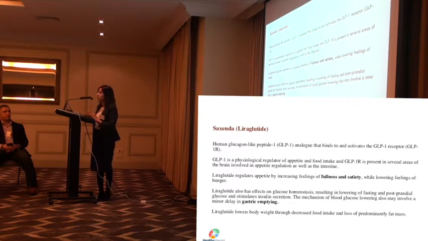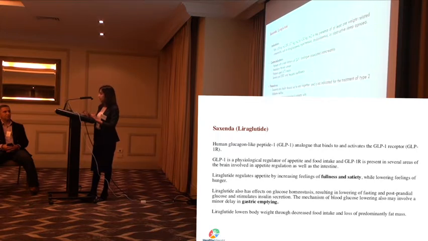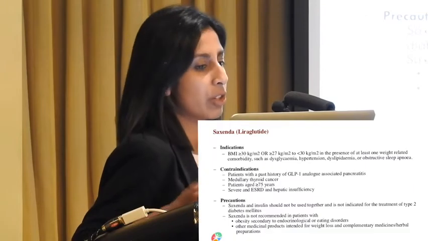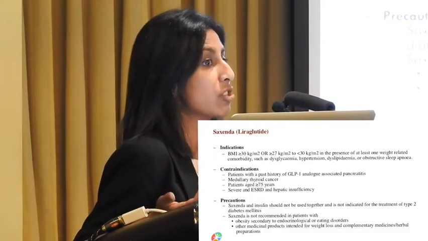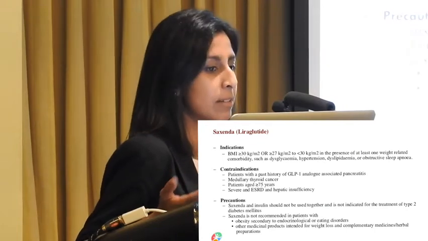However, it's not to be used for type 2 diabetes, so this is purely a weight loss medication. Liraglutide lowers body weight through the decreased food intake and loss of predominantly fat mass. So the indications for Saxenda are a BMI over 30 or between 27 and 30 again with complications, so pretty much the same as orlistat. And we've already talked about the weight-related comorbidities.